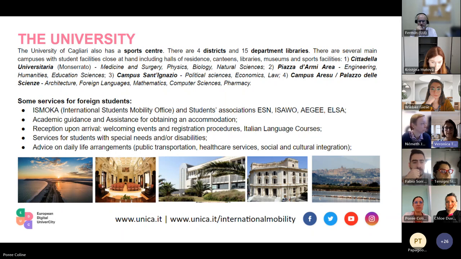First of all, there is MOCA, the International Students Mobility Office, which is the point of contact for all international students, together with the students associations, among which ESN is the first contact for accommodation in particular. We organize welcome events. We support students for several possible registrations to courses or other services they need. We can provide services also for students with special needs or disabilities. And of course, for students arriving here, we provide a detailed email with the main information concerning public transportation, services, social and cultural integration, activities, and so on.